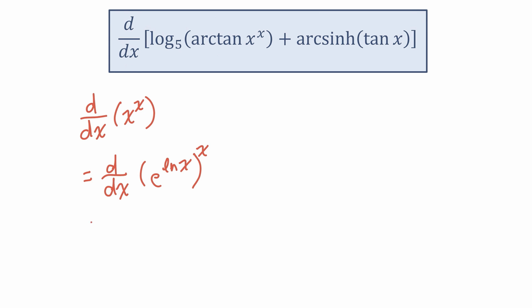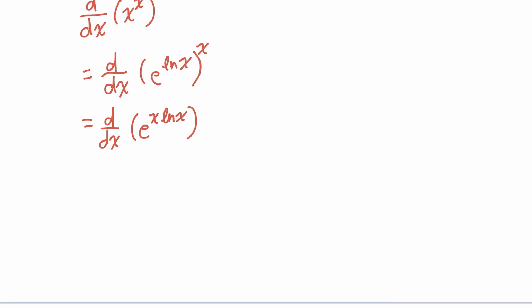And then based on my exponent rules, I know that I can multiply those exponents together. So that's equal to e to the x ln x. And now I could find the derivative of that. The derivative of that, I would keep the power of e and multiply by the derivative of the exponent, which I would need product rule for.